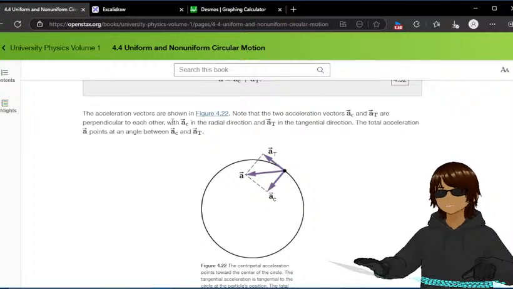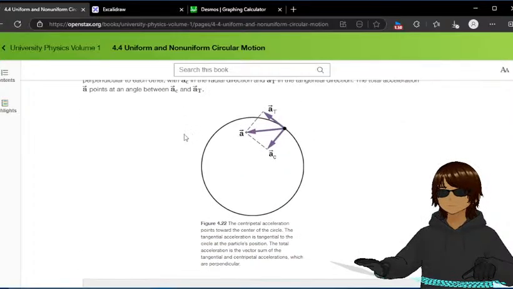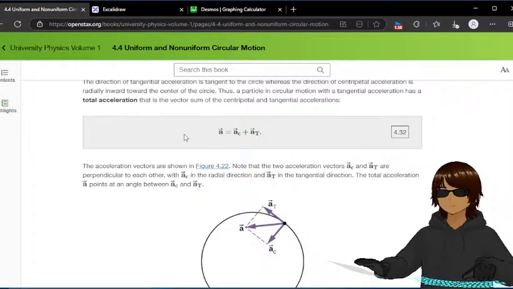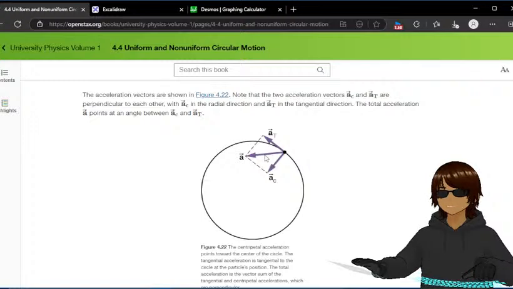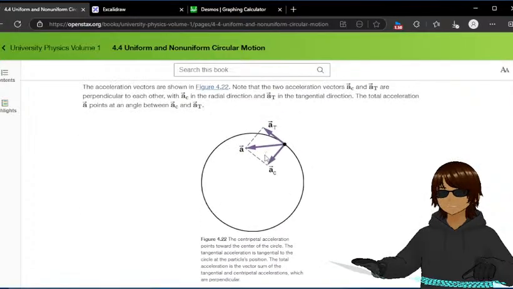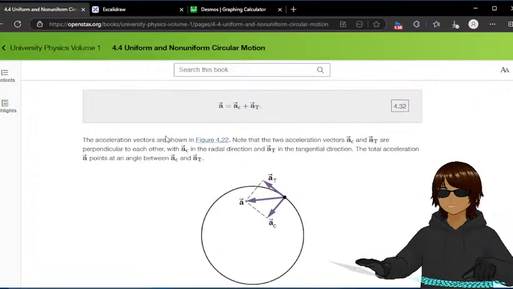The acceleration vectors are shown in figure 4.22. Note that the two acceleration vectors, a_c and a_t, are perpendicular to each other, with a_c in the radial direction and a_t in the tangential direction. The total acceleration a points at an angle between a_c and a_t. So now the acceleration isn't really pointing here, it's more pointing to the left.